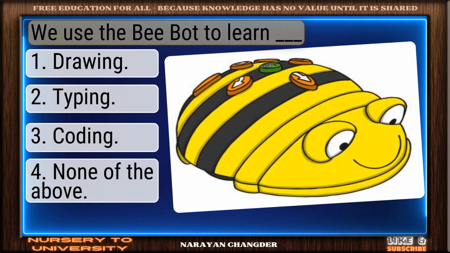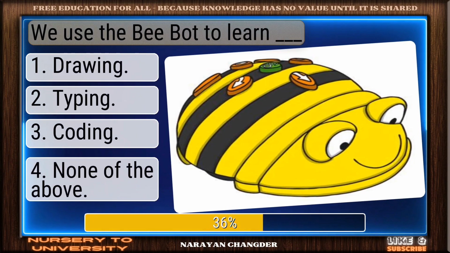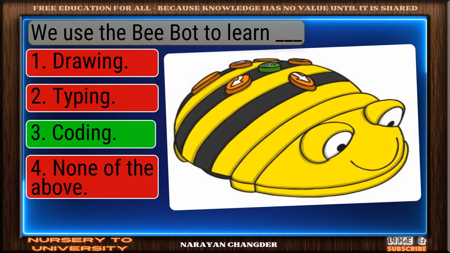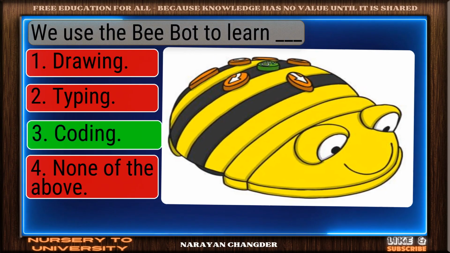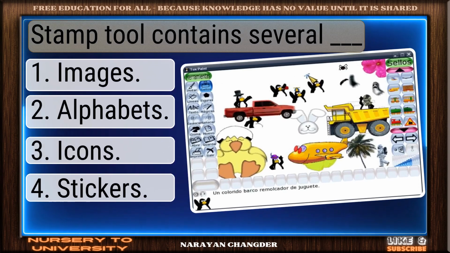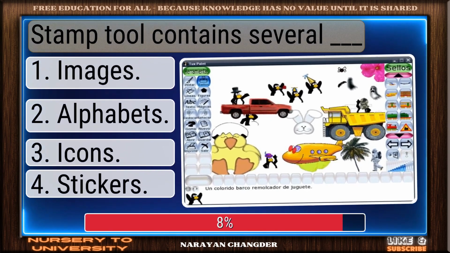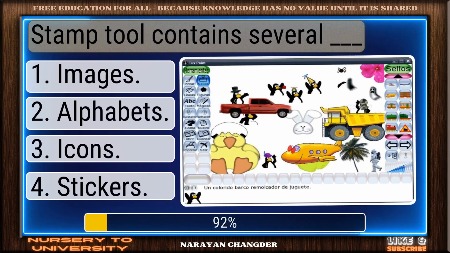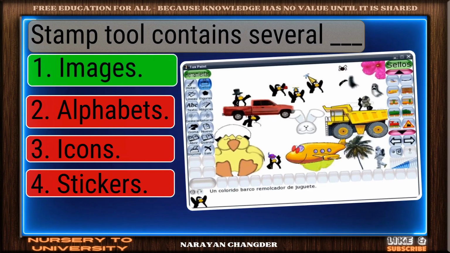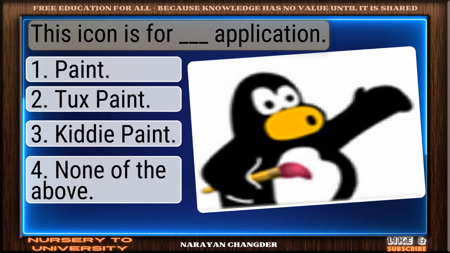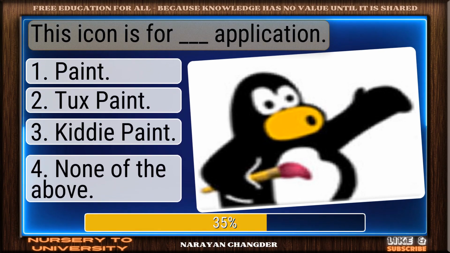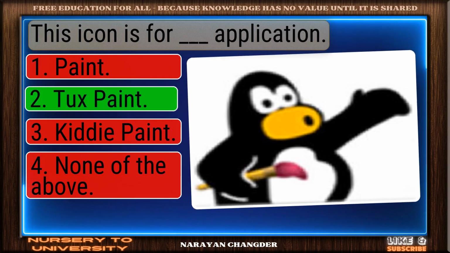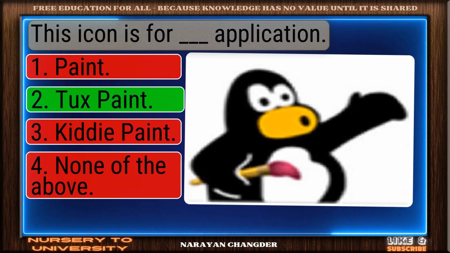We use the B-bot to learn Dash. On track. Coding is correct. Stamp tool contains several dash. You're right. Images is correct. This icon is for Dash application. Good job. Tux Paint works well.